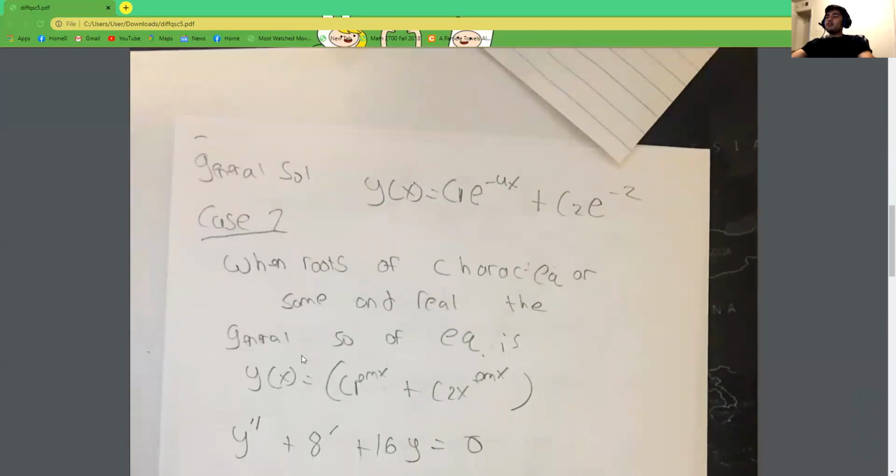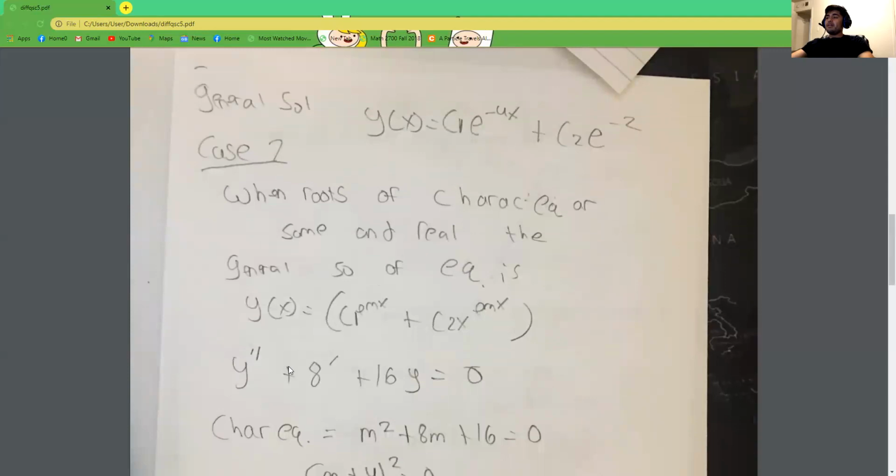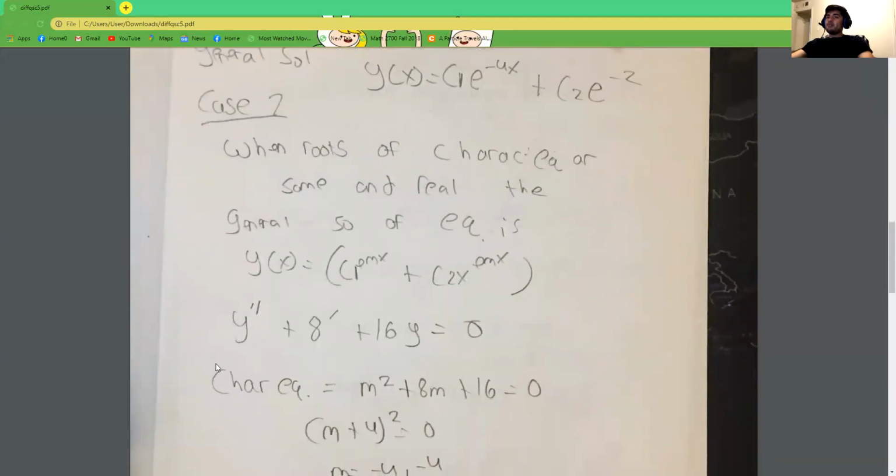Case number 2 is the similar roots. When the roots of the characteristic equation are the same and real, we're going to use the general solution y of x equals parentheses c1 e to the mx plus c2 x e to the mx. We're going to use the numbers that I chose and plug them into the differential. It's y double prime plus 8y prime plus 16y equals 0. Then in order to solve it, we plug it into the characteristic equation: m squared plus 8m plus 16 equals 0.